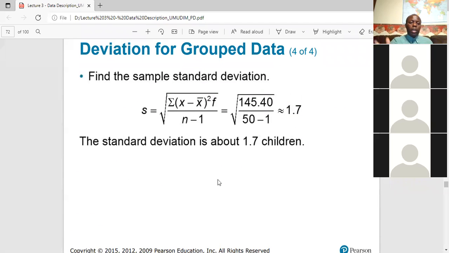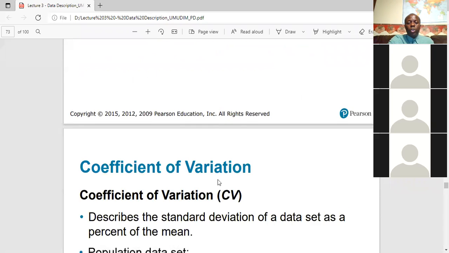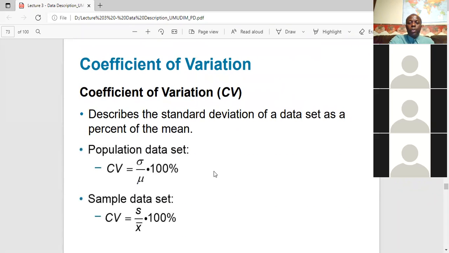So now we have already done standard deviation yesterday. This is just when you want to do a group one, you can use this. Now, let us round up with this topic, which is called the coefficient of variation.